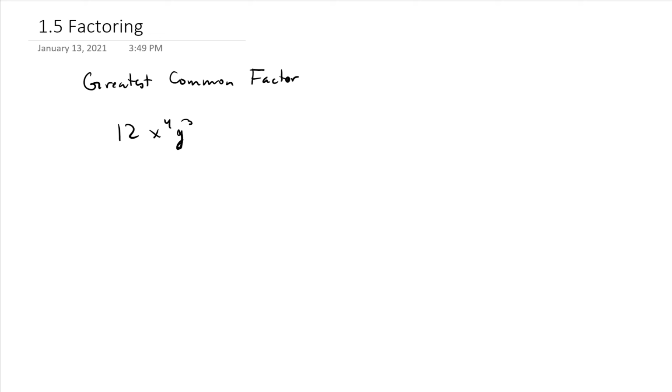So this is 12x^4y^3 plus 90x^2y^2 minus 42x^2yz, right? How do you factor the greatest common factor? The greatest common factor is a factor that's common to all the terms and that includes as much stuff as we can. Okay, so let's look at the constant first.